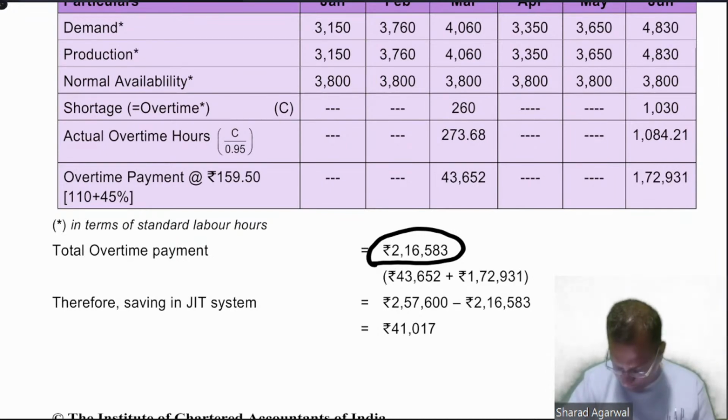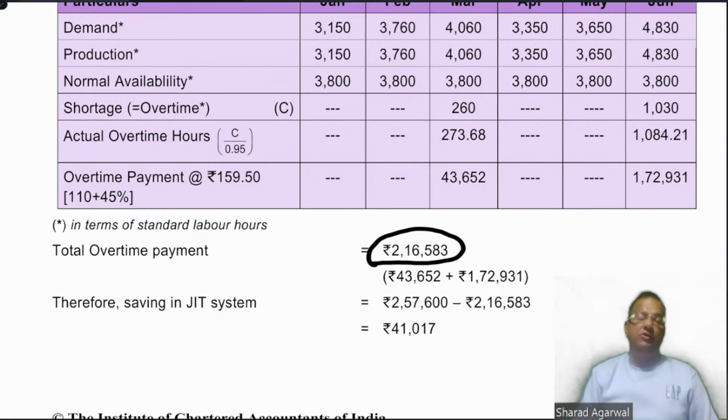That will save approximately 41,000 per annum if the same pattern of sales continues.